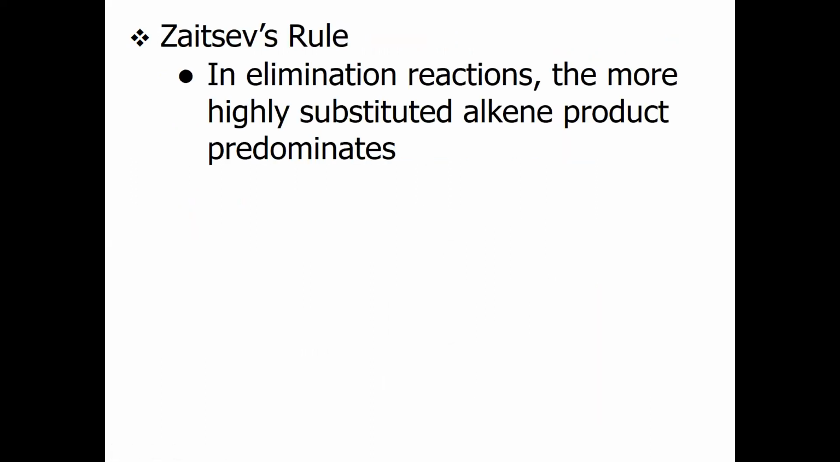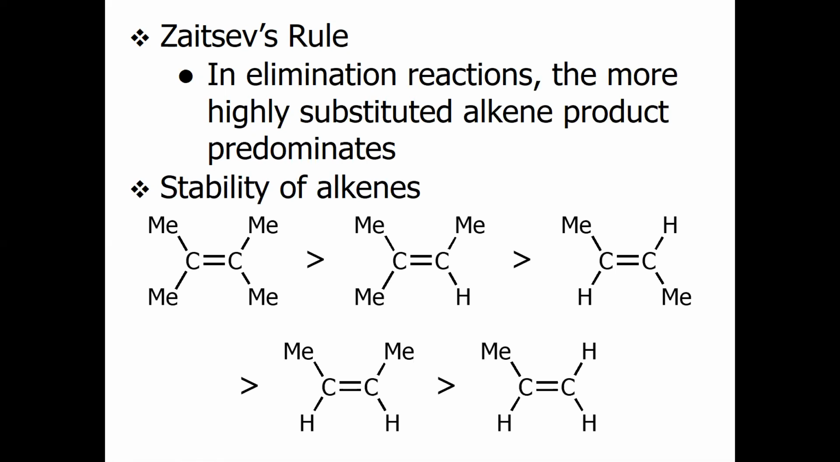Okay, let's shed more light on the Zaitsev rule in elimination reactions. The more highly substituted alkene is the product that predominates. Okay, and stability of alkenes. This is the order of the Zaitsev rule. You can see the most highly substituted alkene is the tetra-substituted. Students, keep in mind, I just wrote methyl for the sake of simplicity. This Me, you can consider any alkyl group. It could be ethyl, propyl, pentyl, hexyl, and so on.